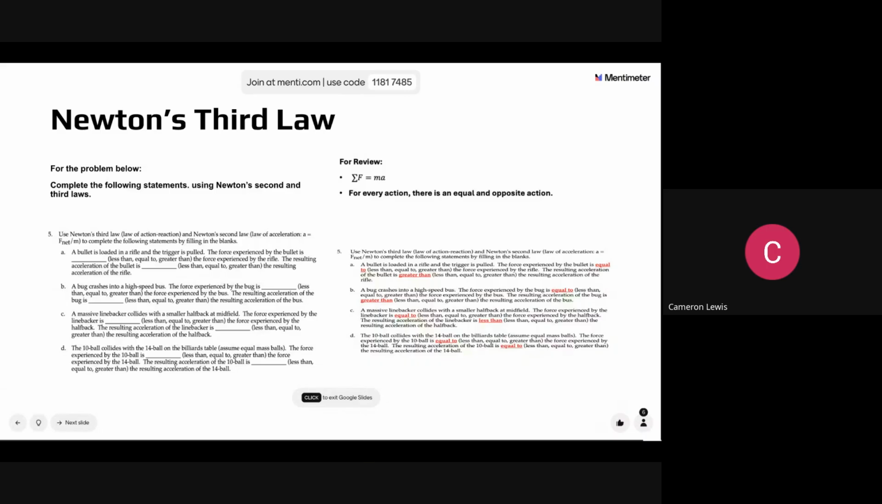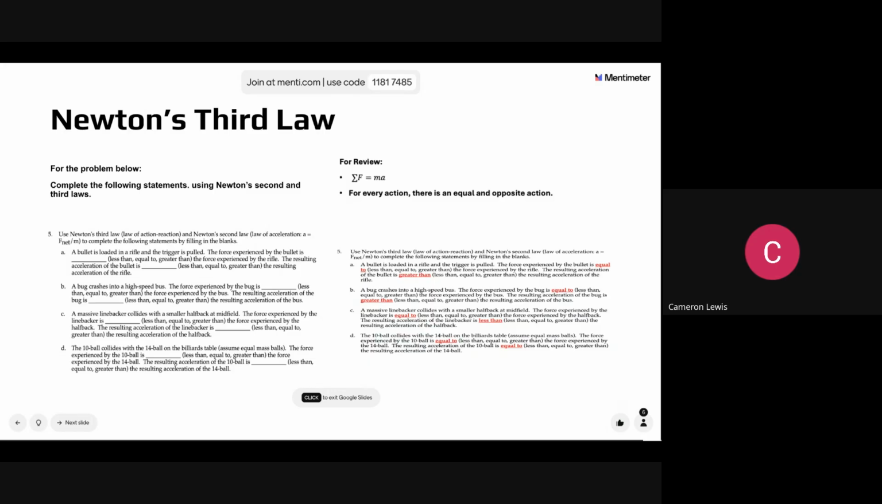So when a bullet is loaded into a rifle and the trigger is pulled, the force exerted on the bullet by the rifle is equal to the force exerted on the rifle by the bullet. The force experienced by the bullet is the same force experienced by the rifle, right? But what differs? The resulting acceleration of the bullet is greater than the resulting acceleration of the rifle. And think about it: the sum of the forces is equal to mass times acceleration, right?